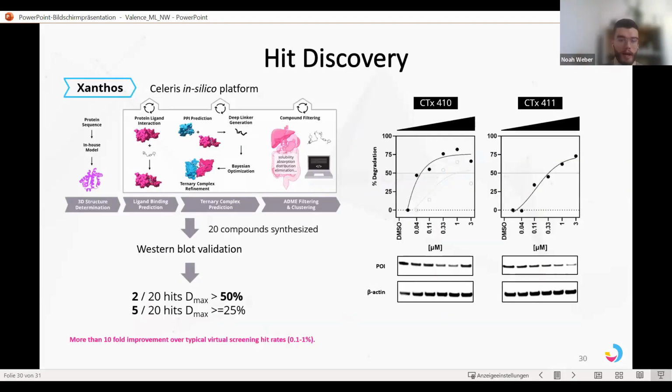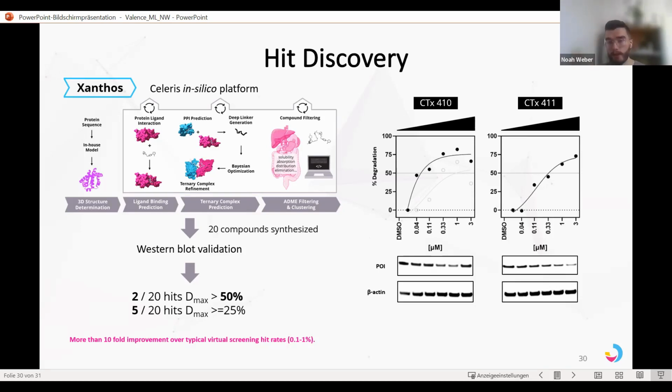And when we go to the lab and say, this is all great and perfect, but these are just numbers, no chemist worth his money will believe any computational method. They will always look for validation in the lab. And that's what we got with our initial tests. With the Western blot validation, we got 2 hits that had Dmax values over 50%, and 5 of them had Dmax over 25%, which essentially showcases that for these 2 degraders, CTX410 and CTX411, the degradation of the protein will happen.